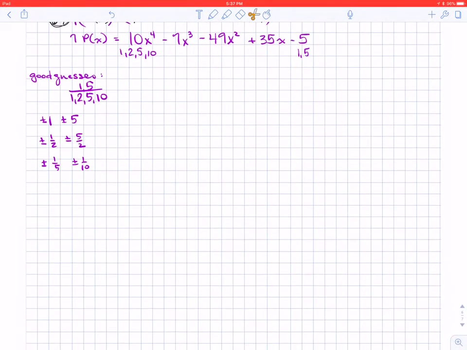And we want to use the one that has the whole numbers in it. That's a much easier equation to work with. So let's use some synthetic substitution. We're going to try plugging in a 1/2. Got 10, -7, -49, +35, and -5.